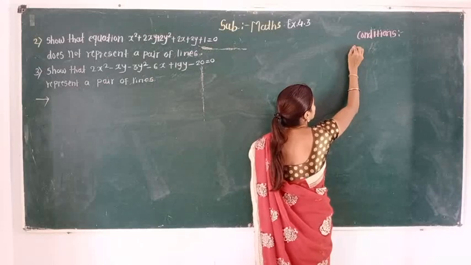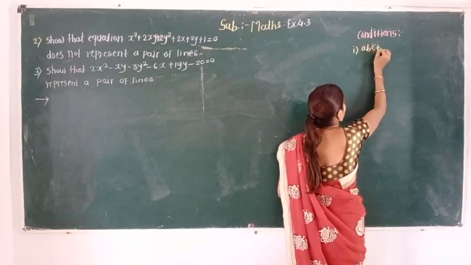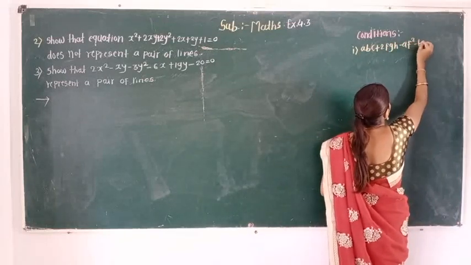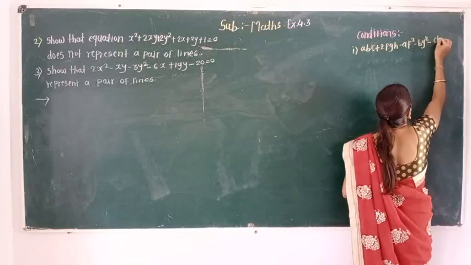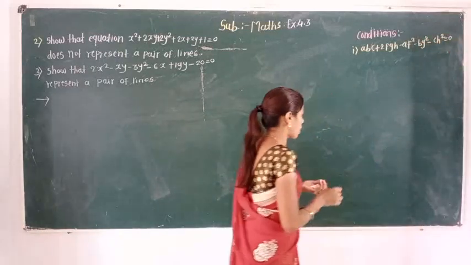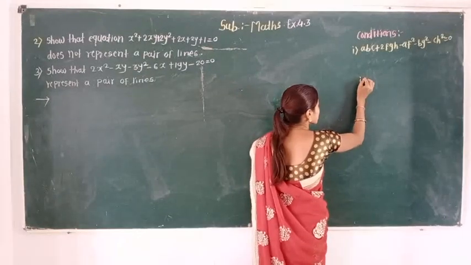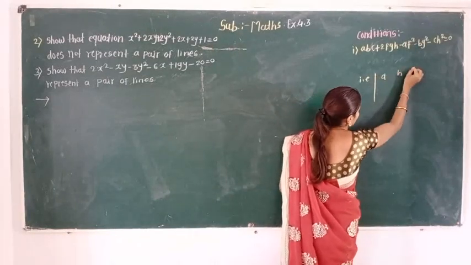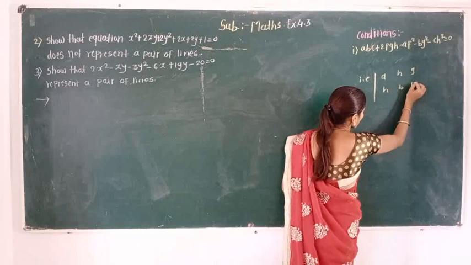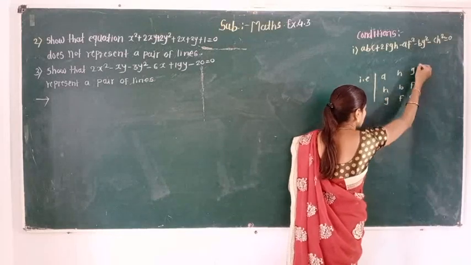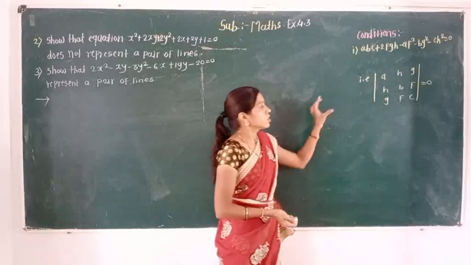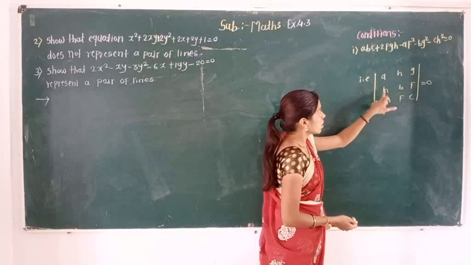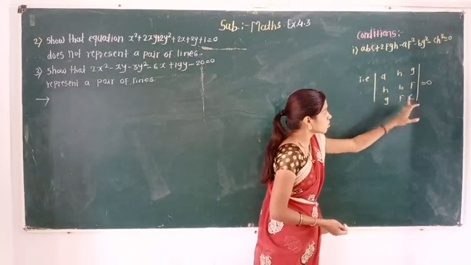We know that the first condition is abc plus 2fgh minus af square minus bg square minus ch square is equal to 0, and this condition we can express in terms of a determinant. The determinant is: a h g, h b f, g f c is equal to 0. How to remember this determinant? A happy girl having beautiful face go for college.